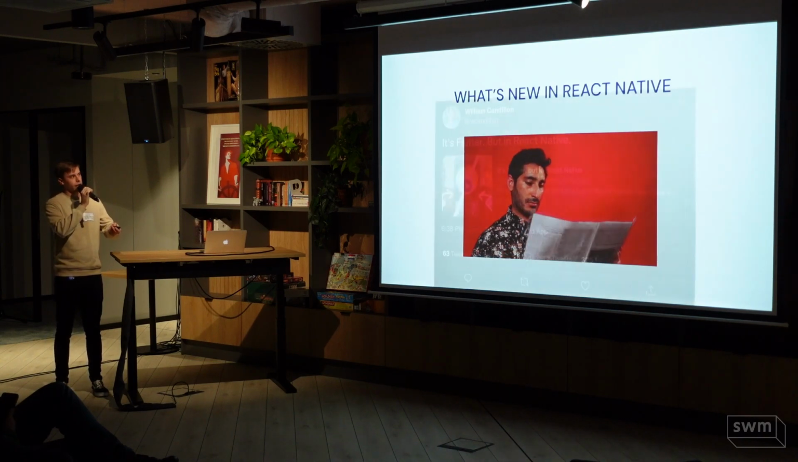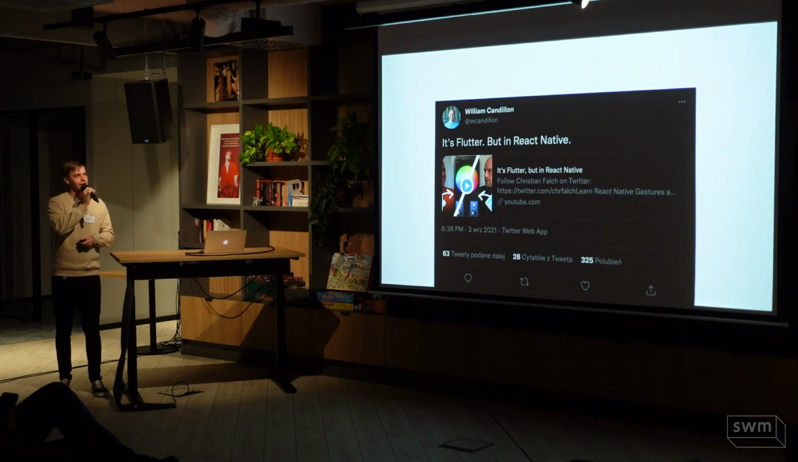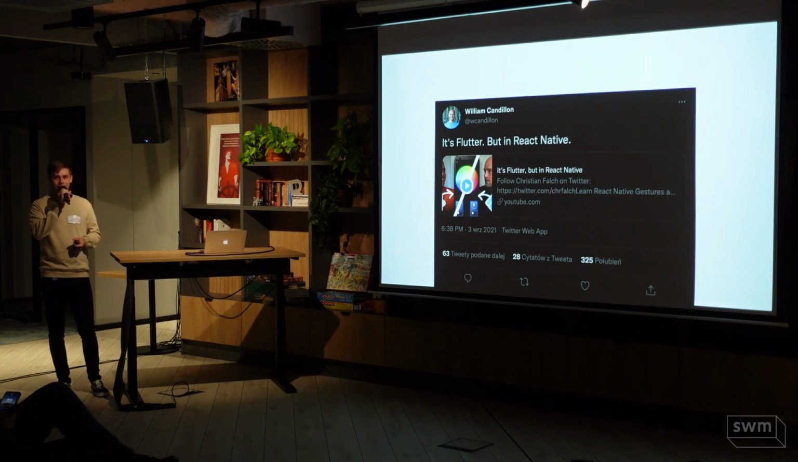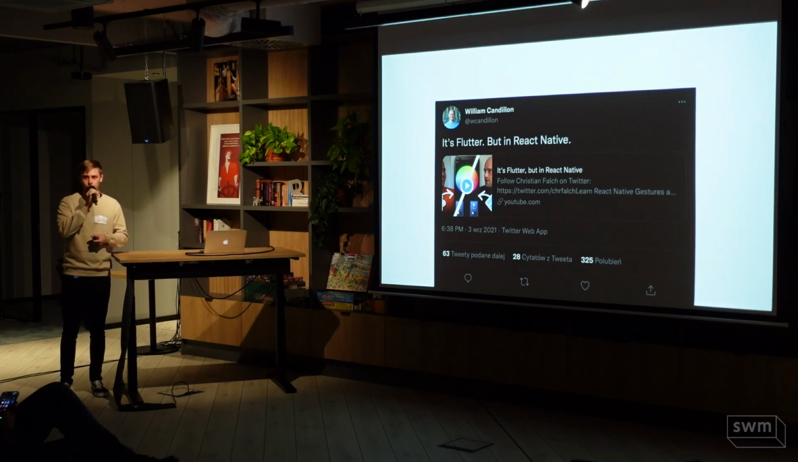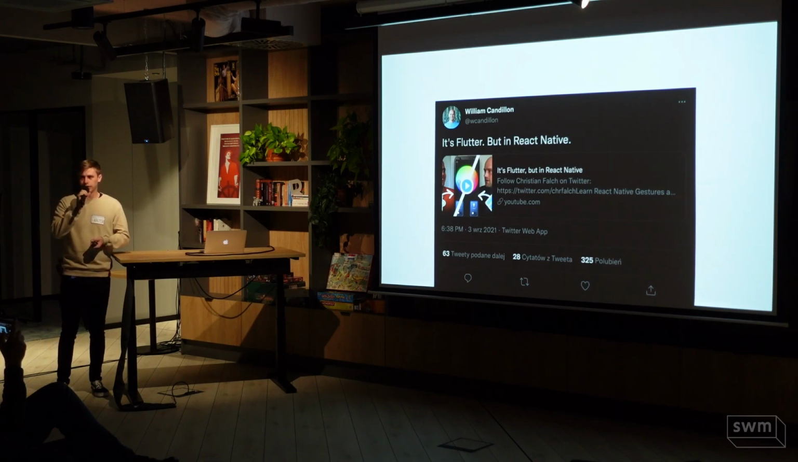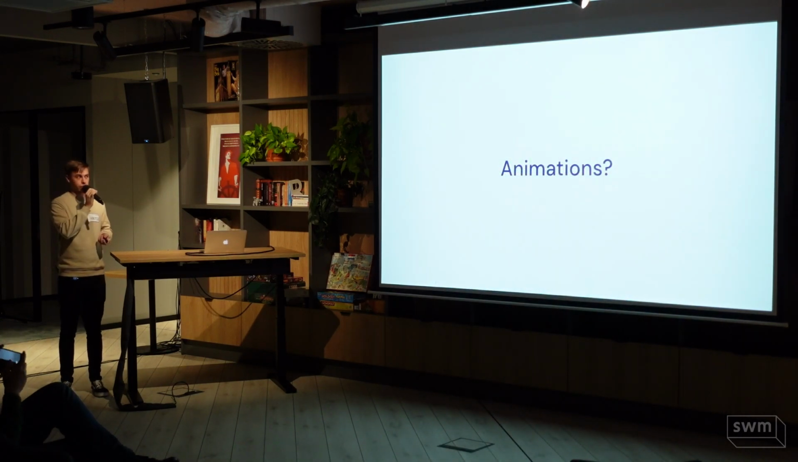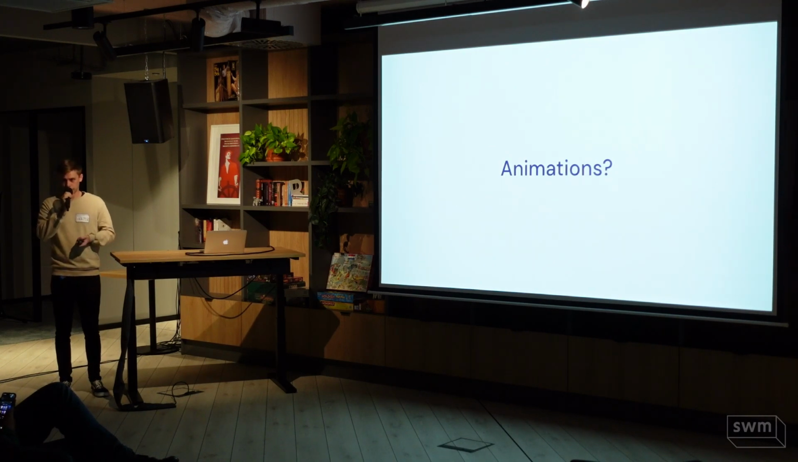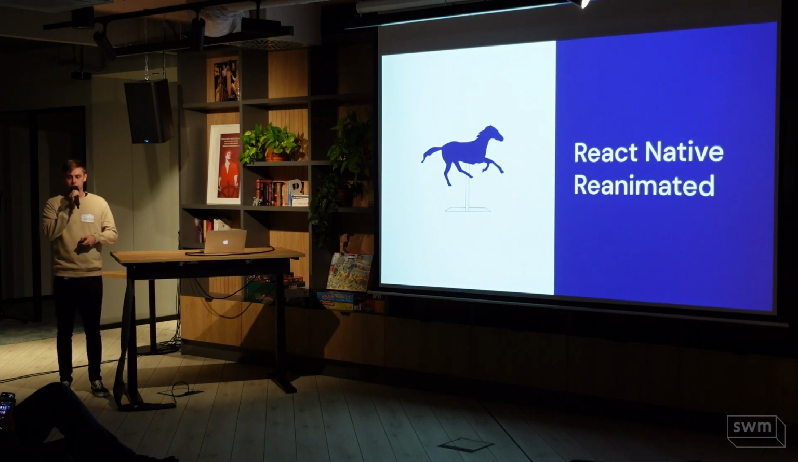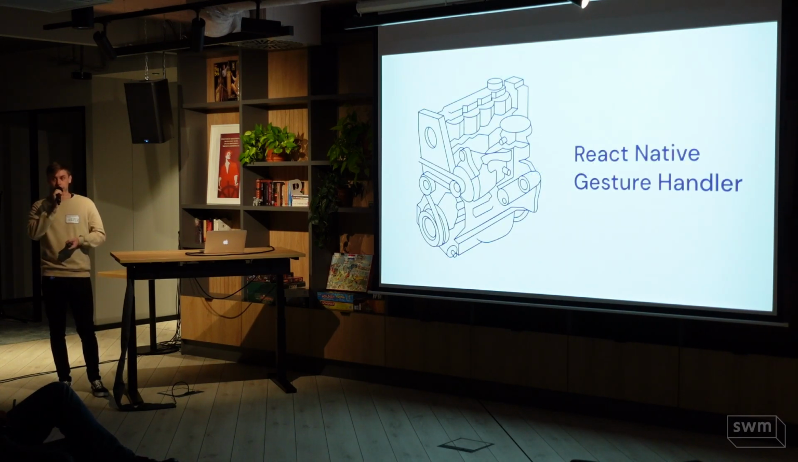The first one is from William Candelion with this clickbaity title: it's Flutter, but in React Native. He created a small storm within the React Native community, but why? There are parts of React Native that aren't the easiest to work with. For example, animations. You could maybe use a solution created by a third party, not coming from Facebook, for example React Native Reanimated. Gestures aren't the easiest to work with either, so you could maybe give React Native Gesture Handler a try.